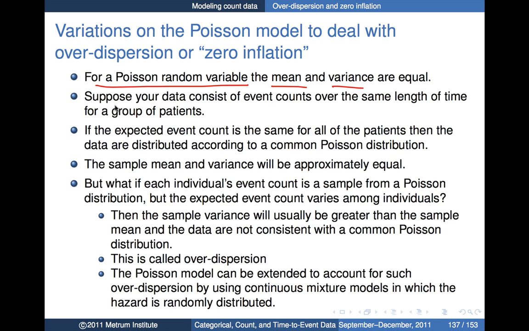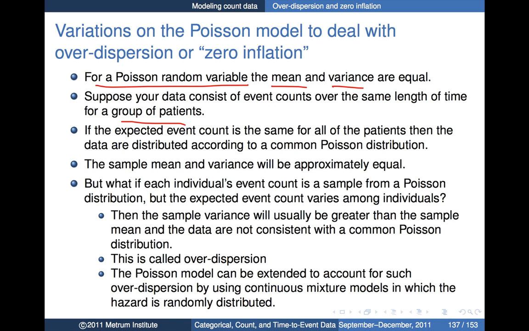But now let's suppose that your data consist of event counts over the same length of time for a group of patients. Basically what I'm going to do here is try and construct the simplest case that leads to overdispersion. So we've got our event counts over the same length of time for a group of patients, much like the example we did. If the expected event count is the same for all of the patients, then the data would be distributed according to a common Poisson distribution. And in that case, the sample mean and the variance will be approximately equal.